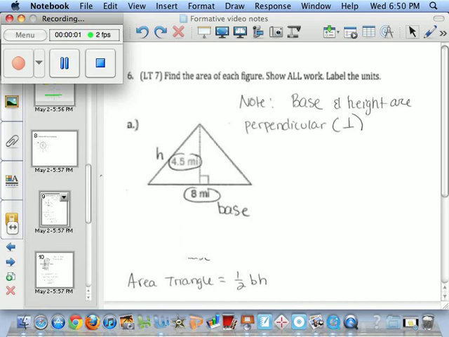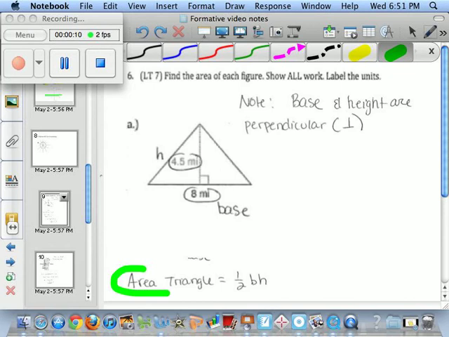Now we'll be going over learning target number 5. So the first one was for a triangle. So we need to know what the area of a triangle is and how to find that. So area of a triangle, half of the base times the height.